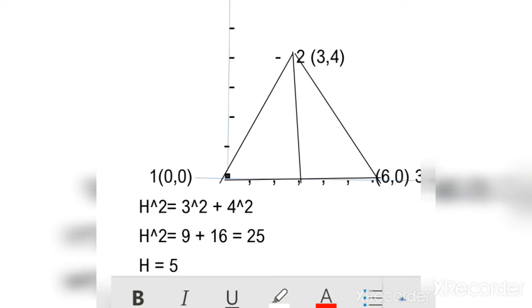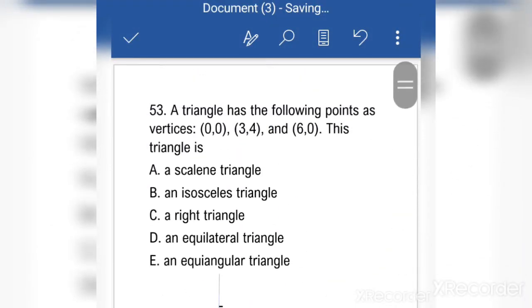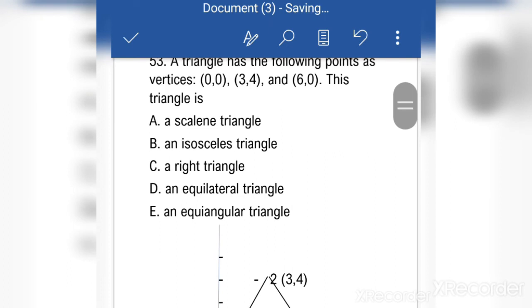Therefore, the measurements of the legs of your triangle are 5 units, while the base is 6 units. So, that triangle is an isosceles triangle. So the correct answer is letter B, isosceles triangle. The triangle has two equal sides.